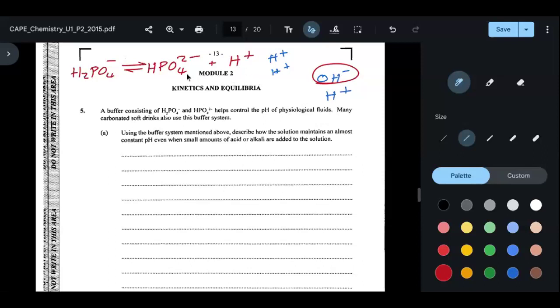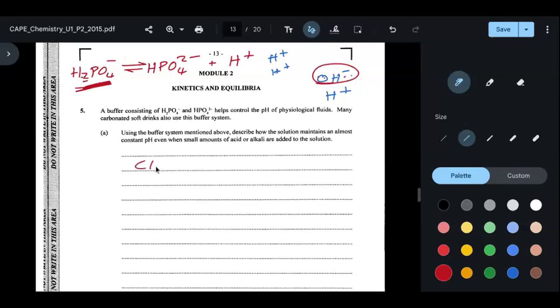But if we know about buffers, it's a weak acid, so you won't have much H plus in there. So for me, this is the acid, this is the base. You will have a lot of these in the reaction. So this could accept a proton from this. So it's not that you would be increasing the H plus. This would accept a proton and form water.